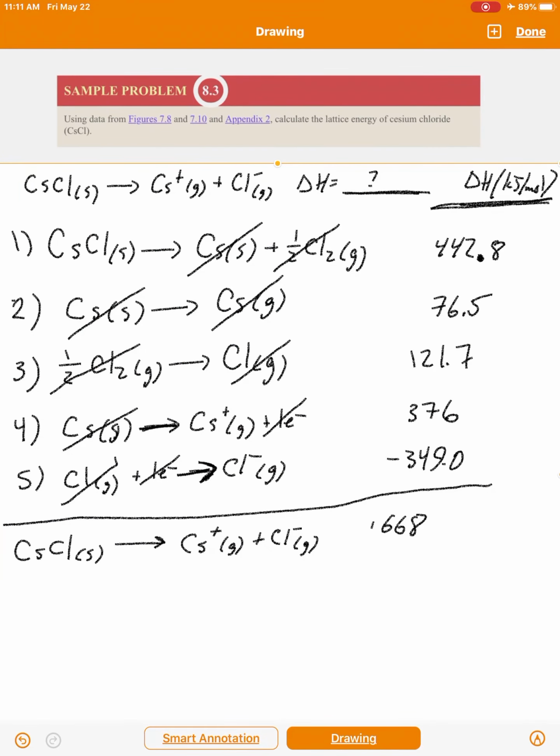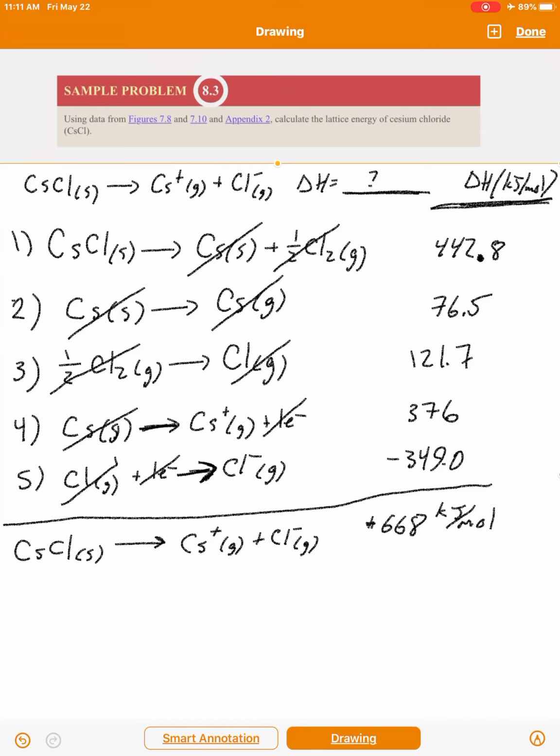It's positive. Lattice energies are positive because of the way they're defined. They're defined as the amount of energy it takes to rip the ions apart and put them into the gas phase. It takes energy to rip ions apart, that's endothermic, and it takes energy to form ions, so that's also endothermic. So overall it should be endothermic. Now let me go over just real briefly where these numbers come from. In the first step, CsCl solid goes to Cs solid plus 1/2 Cl2 gas.